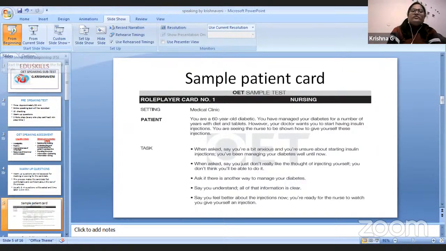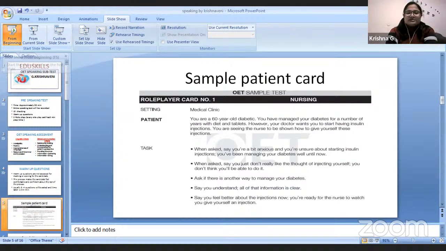So this background information is telling us that you are the nurse, and there is one patient with type 2 diabetes mellitus, and he just came to the GP clinic in order to commence the insulin injection. I mean, the doctor has wanted the patient to be on insulin injection. So you as a nurse have to show him how to take the insulin injection. All right. And then the task has been given.